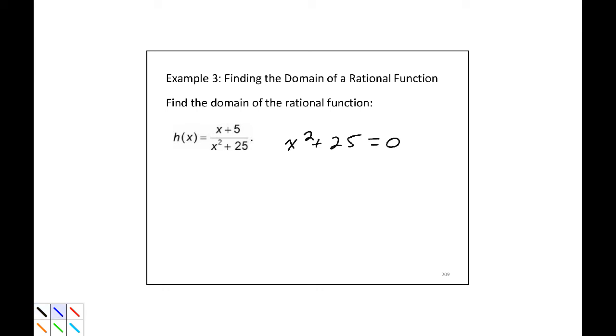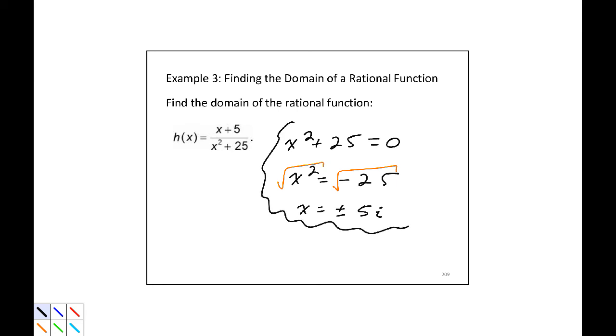Subtracting 25 from both sides, we can see that we have x squared equals minus 25, and taking the square root, we have x equals plus or minus 5i. Now, we're only concerned with real numbers, so this does not affect our domain. So all of this doesn't matter because x squared plus 25 will never be 0. That means our domain is minus infinity to positive infinity, all real numbers.